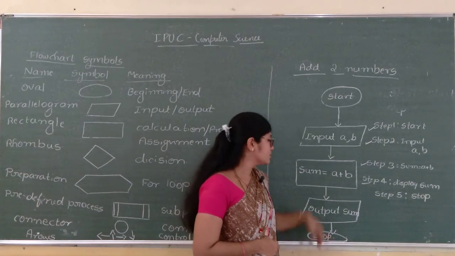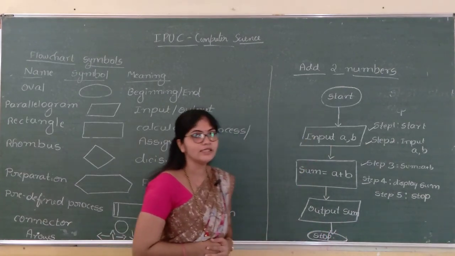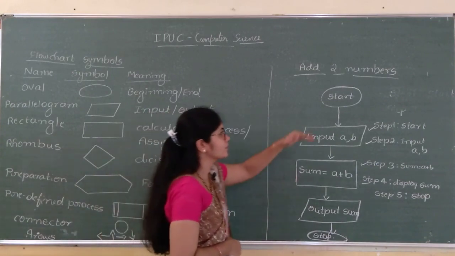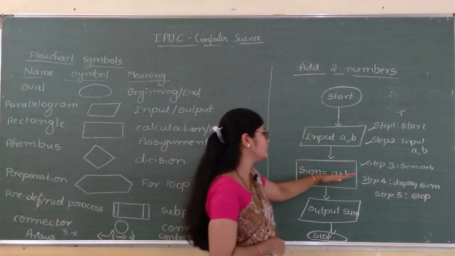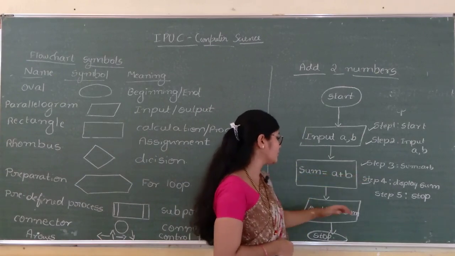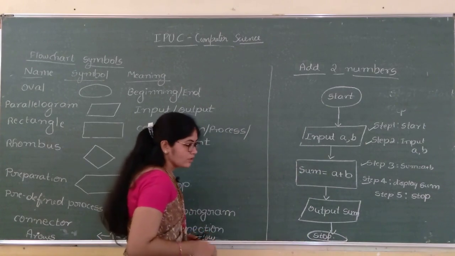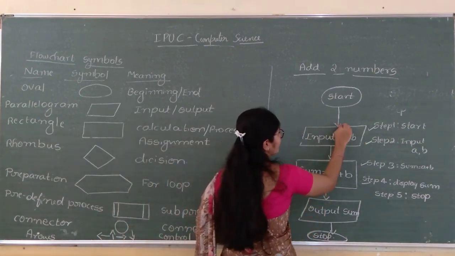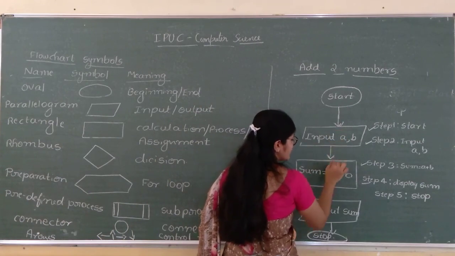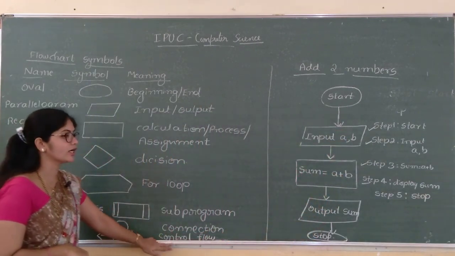Why? Stop. Start and stop, for both we use the oval symbol. So start, input a, b, sum is equal to a plus b, output sum, finally stop. So here look, control flow, arrow, down arrow, we have used down arrow. So arrows are used to denote control flow.